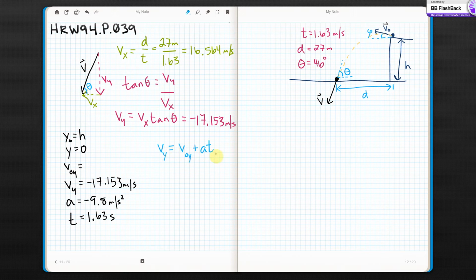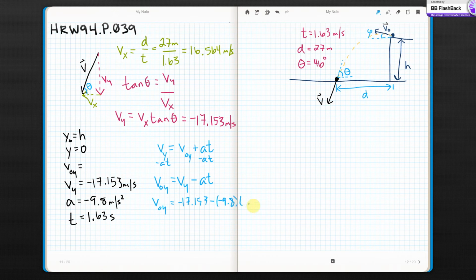I can use this one because I have t, I have a, I have vy. All I don't have is this. So if I solve for that, let's see, move at to the other side, I get initial velocity in the y direction is velocity when it hits the ground in the y direction minus at. So, putting in the numbers, I have negative 17.153 minus a negative 9.8 times 1.63.